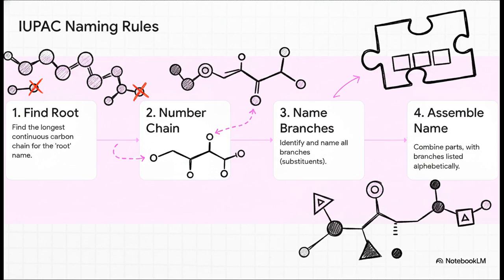Step 1, find the longest single chain of carbons. That gives you the last name, the root of the molecule. Step 2, number that chain, but you have to start from the end that's closest to the first branch. The goal is to use the lowest numbers possible. Step 3, identify all the little branches that are sticking off. And finally, step 4, just put all the pieces of the name together.